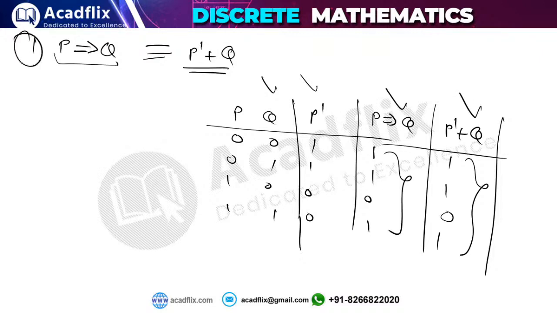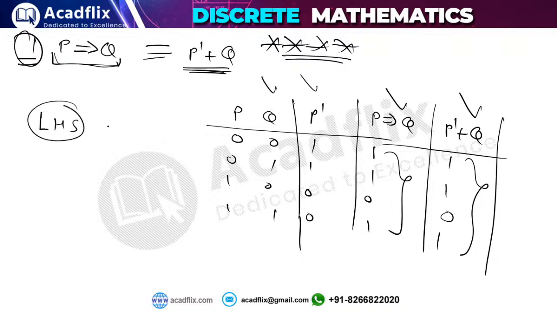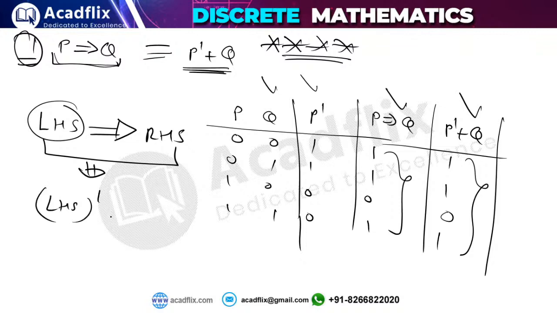So this is very important. You can just star it, triple star, 4 star, whatever. This is a very important formula: P implies Q can be written like this, P dash plus Q. Basically, you have an LHS side, implies a RHS side. This can be written as: whatever your LHS is, you do the negation, plus the RHS. Remember, P implies Q can be written as P dash plus Q.